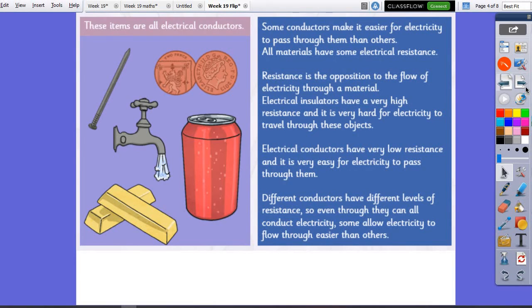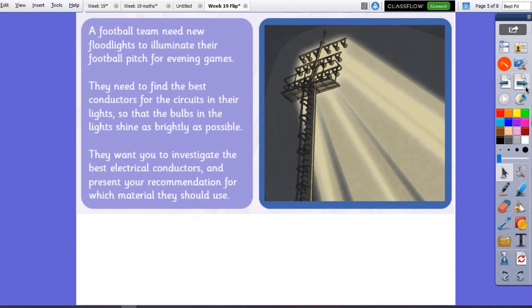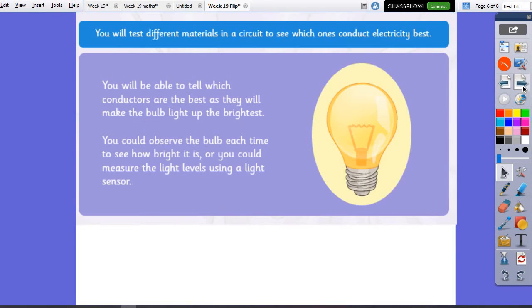So, a football team needs new floodlights to illuminate their football pitch for evening games. They need to find the best conductors for the circuits in their lights, so the bulbs in the light shine as brightly as possible. They want you to investigate the best electrical conductors and present your recommendations for which material they should use.